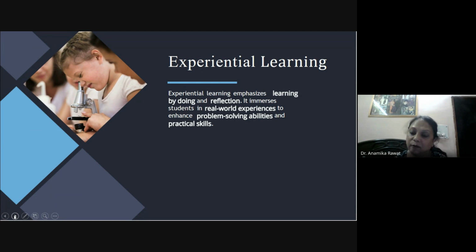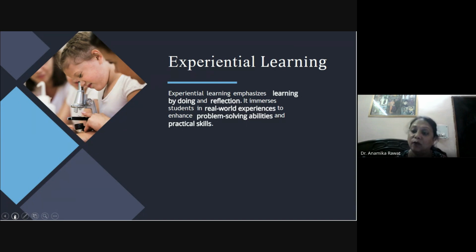They have to write down the answers. There are 60 students in the class, so most probably we get 60 solutions for a particular problem. There is one problem, but so many solutions. In experiential learning, they feel a real-world experience. They are able to solve problems in a practical way. They are building practical skills.